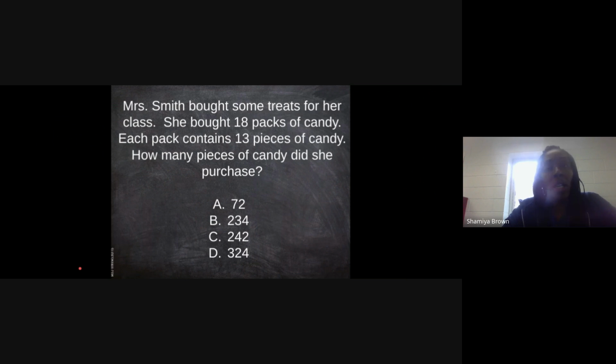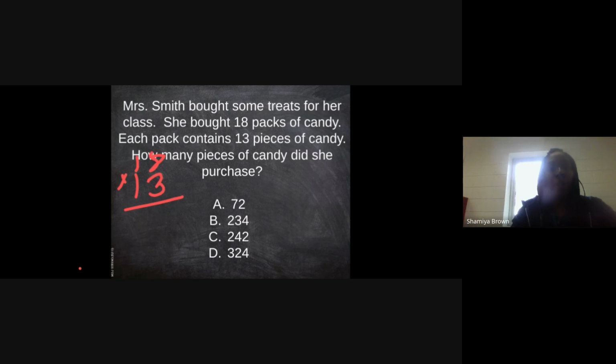So I don't know the total yet because it just tells me that she bought 18 packs and each pack had a certain amount in there. So I don't know my total. So I'm having to find out the total pieces of candy. So I have to multiply on this one. So I'm going to do 18 times 13.